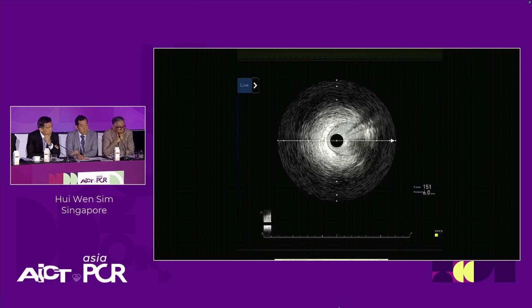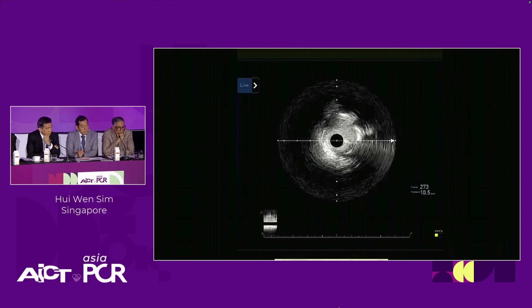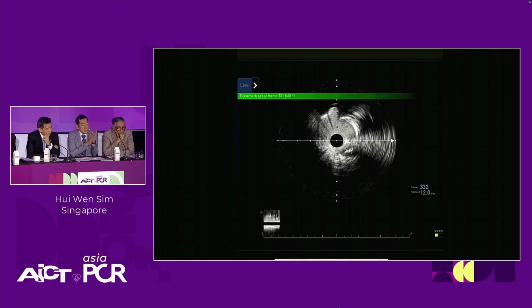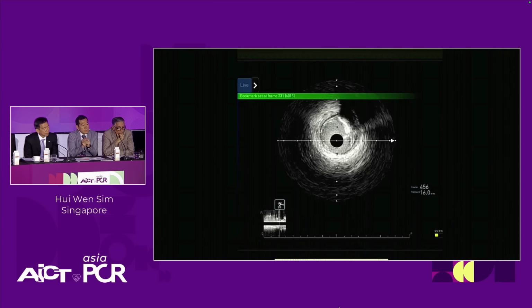Yeah. The initial IVUS run. Maybe Jason, you can tell us a bit about what you're seeing. This is the pre-PCI IVUS. We haven't done any kind of treatment just yet. So I think this IVUS run really tells us a lot of information.